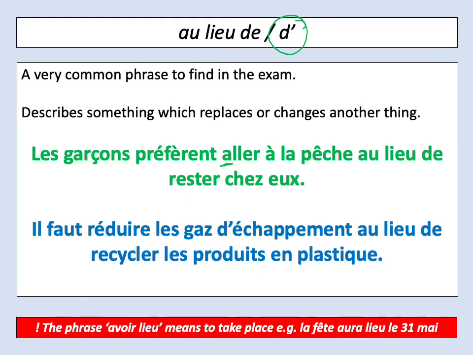There is a separate phrase, avoir lieu. This means to take place. So if you see lieu, or hear lieu, and it has a date or a time or something, it's meaning that event takes place. So the example I've done here, la fête aura lieu le 31 mai. So the party will take place on the 31st of May. So just watch out for that one, because it's a slight twist on this with a very different meaning.